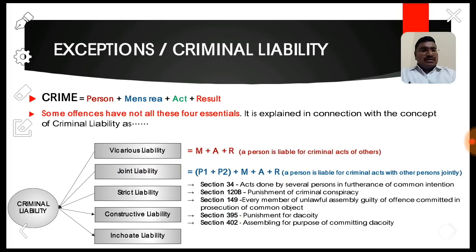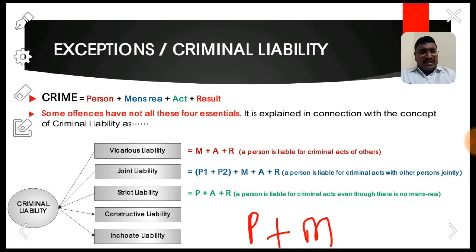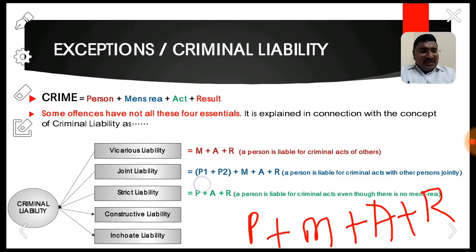The next concept is strict liability. As we know, there must be a person, there must be some mens rea or ill intention or guilty intention, there must be some act or actus reus, that is a commission or omission, there must be some intended result to constitute a crime. But here in strict liability, there is a person, there is some act, there is some result, but there is no mens rea. It is the third exception.